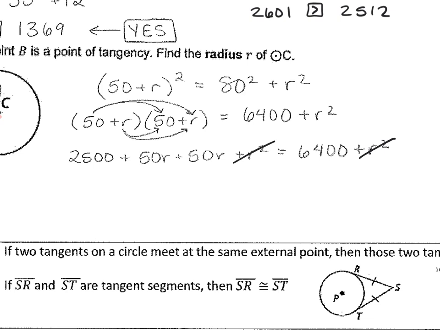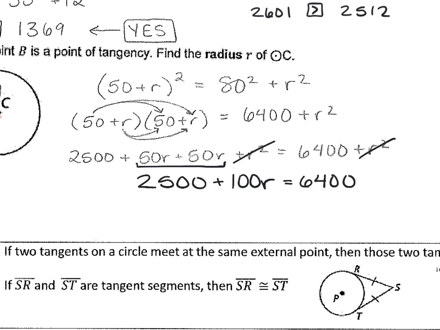But from here, we would just use the box method. Once the r squareds are gone, you can use the box method. I am going to solve this one using inverse operations, but if you just write a note for yourself that you can use box method, that's fine as well. Inverse operations wise, I'm going to add together the 50r and the 50r. What's 50 plus 50? 100. So I have 2,500 plus 100r equal to 6,400.